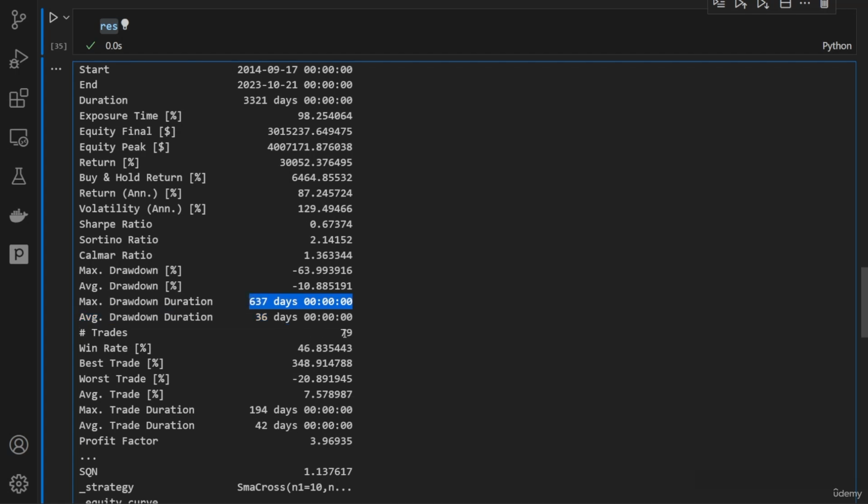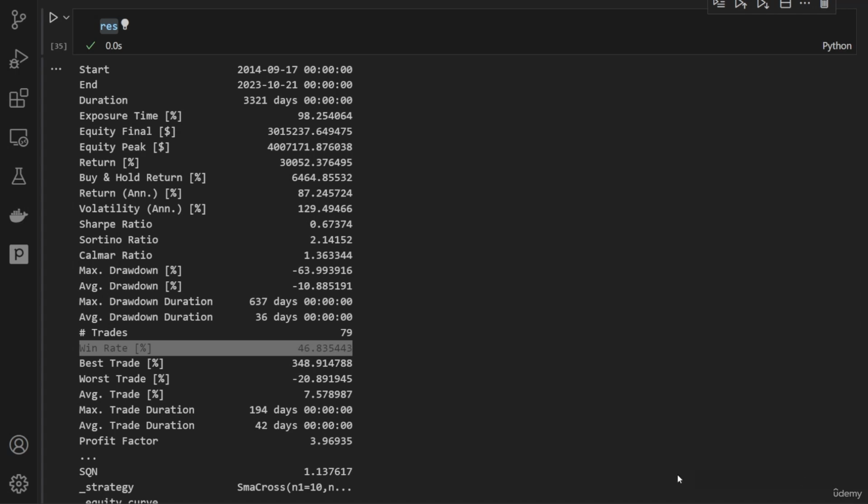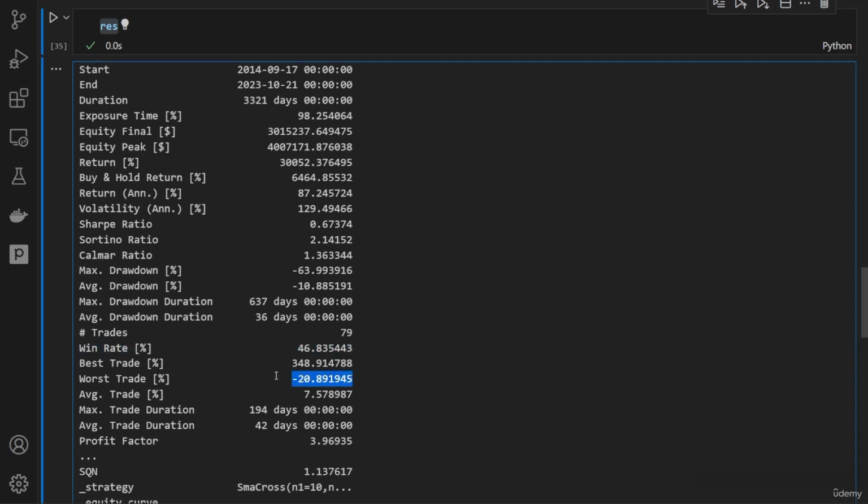Then the number of trades, we had 79 trades. The best trade percentage is 348%. That's the maximum winning we've got in one single trade. The win rate is 46%, so only 46 or 47% of our trades are winning trades. And the worst trade percentage is minus 20%. That's not bad if we take the best trade percentage versus the worst one. That's a good comparison. So the strategy is working well from this perspective.